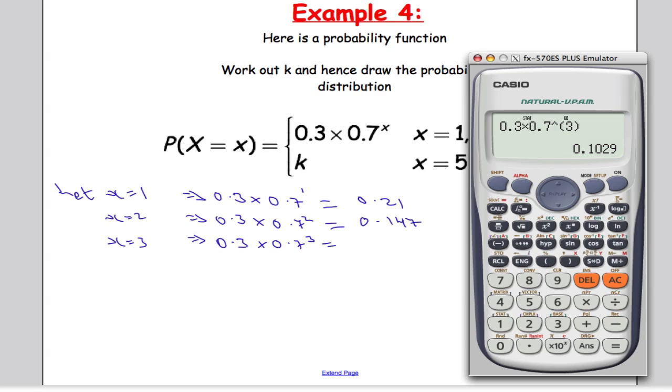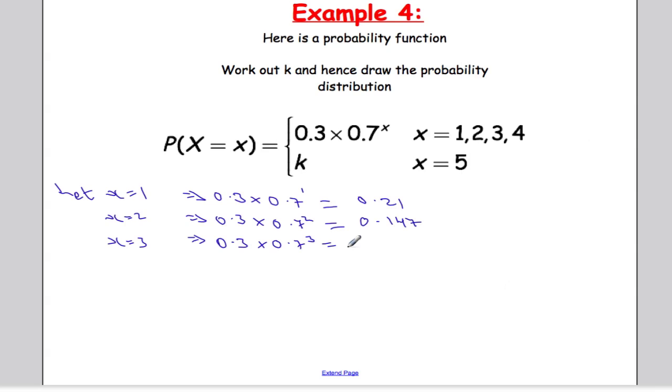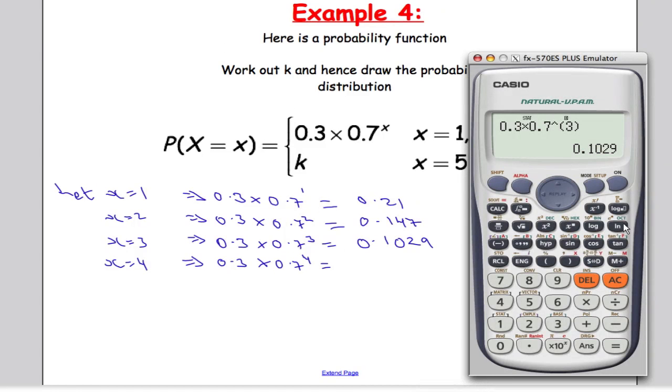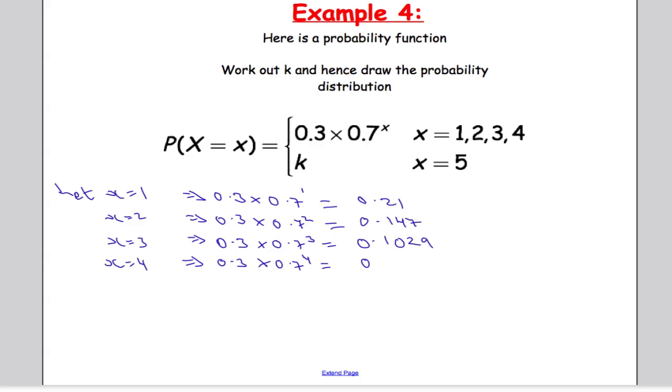And we get 0.1029. When x equals 4, we get 0.3 times 0.7 to the power 4. Plug this into the calculator. Let's put it back in regular mode. 0.3 times 0.7 to the power 4 gives 0.07203.